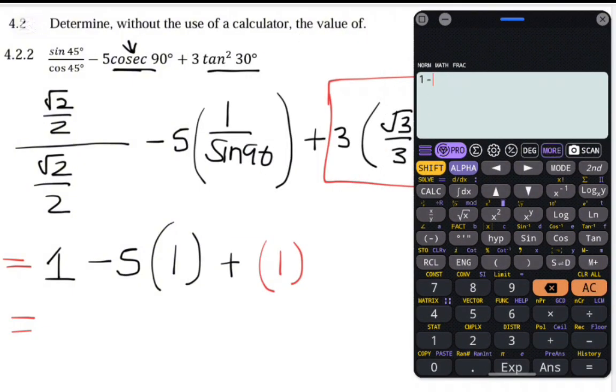This is 1 minus 5 plus 1, which is going to give us -3 as our answer here. So we're going to get -3 as an answer. So this is it for this one. Let's move on to the next.